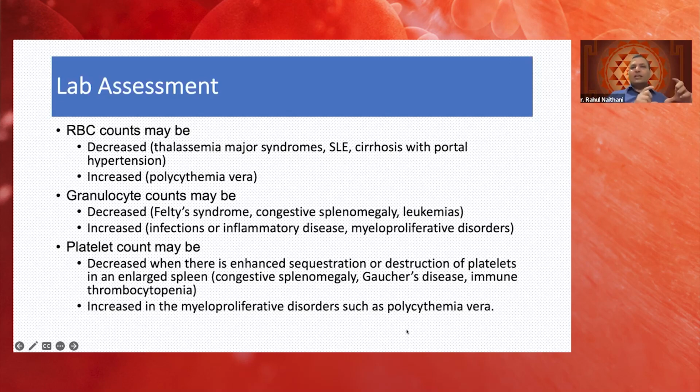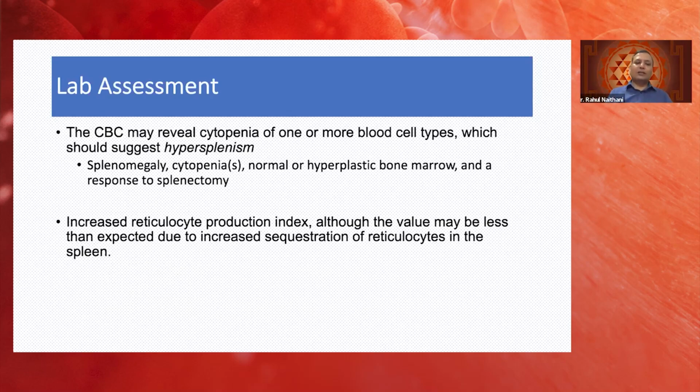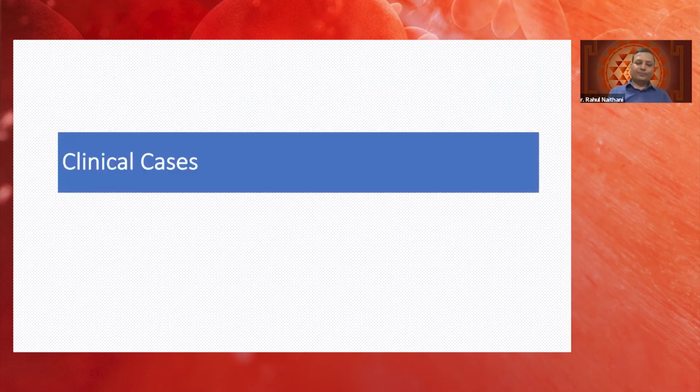So once you have a spleen size, you have an adequate history, and you have a CBC, much of the path for the splenomegaly, at least for the massive splenomegaly, is set. Now, the CBC may reveal cytopenia on 2 or 3 cell lines, which is called hypersplenism, which is basically splenomegaly, cytopenias, normal or hyperplastic bone marrow, and generally this responds to splenectomy. Now, the reticulocyte production index is generally less, because once the spleen is bigger, it is eating away the reticulocytes also. So the reticulocyte rise may not be that appropriate.